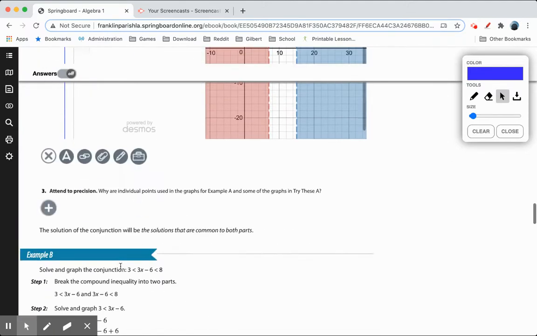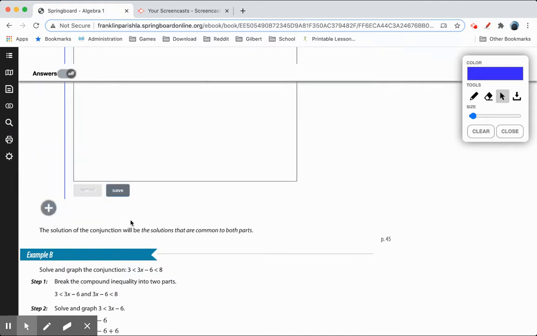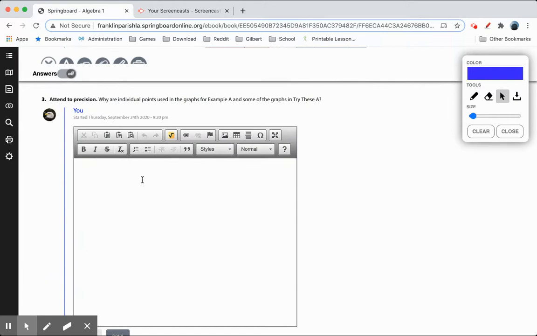Okay, let's see. Why are individual points used in the graph? See, I talked about that a while ago. Again, not reading ahead on my own lessons. Why are you using individual points? Well, say you can't do partial, we'll just say partial push-ups. Partial pull-ups and push-ups don't count.